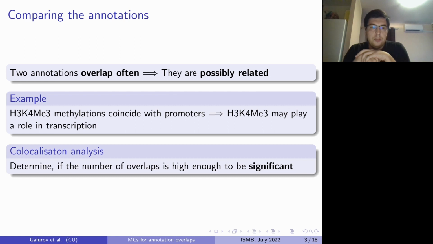For example, if a certain methylation coincides with promoter regions, we can conclude that this particular methylation may play a role in the transcription process. So the task before us is to determine whether the number of overlaps is high enough to be significant. That's called colocalization analysis.